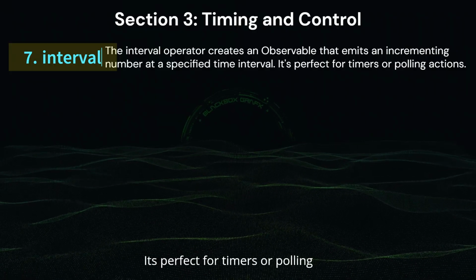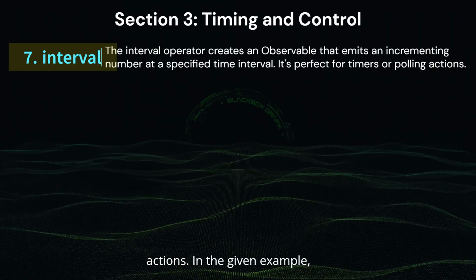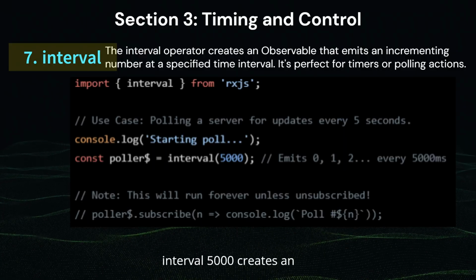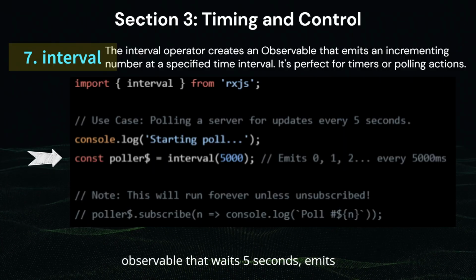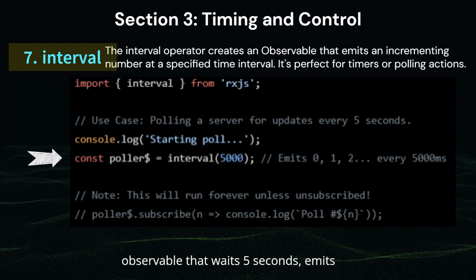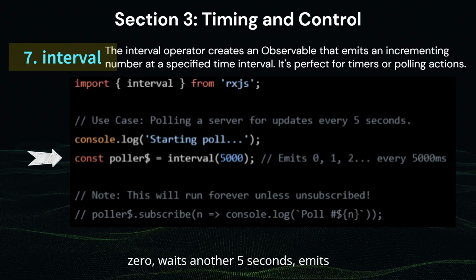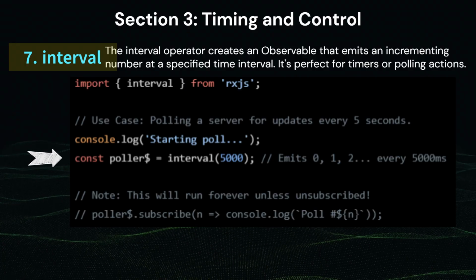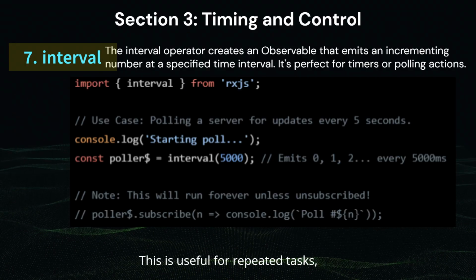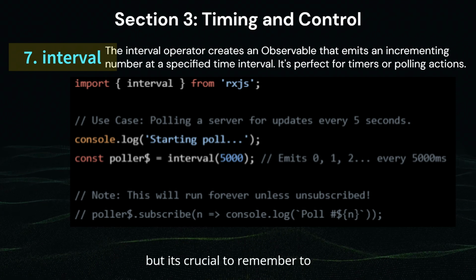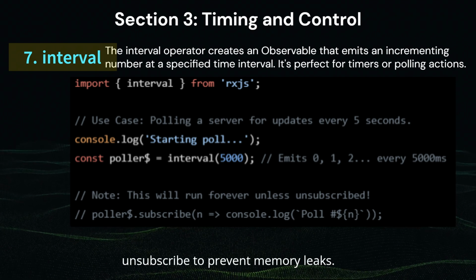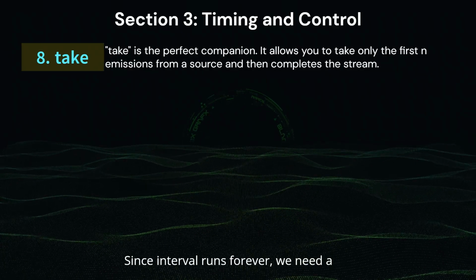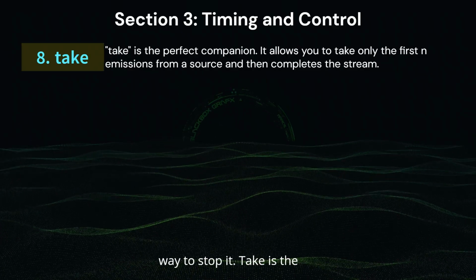It's perfect for timers or polling actions. In the given example, interval 5000 creates an observable that waits 5 seconds, emits 0, waits another 5 seconds, emits 1, and so on, indefinitely. This is useful for repeated tasks, but it's crucial to remember to unsubscribe to prevent memory leaks. Since interval runs forever, we need a way to stop it.